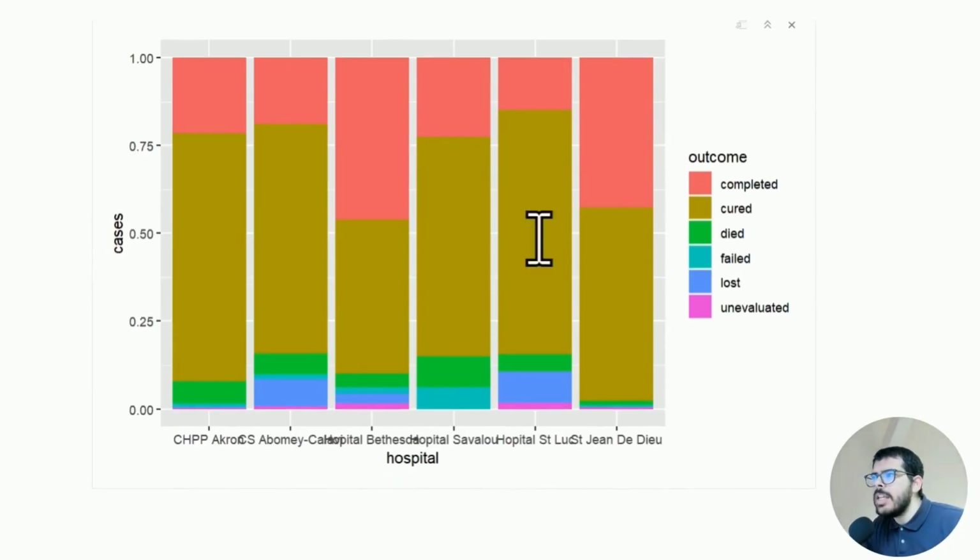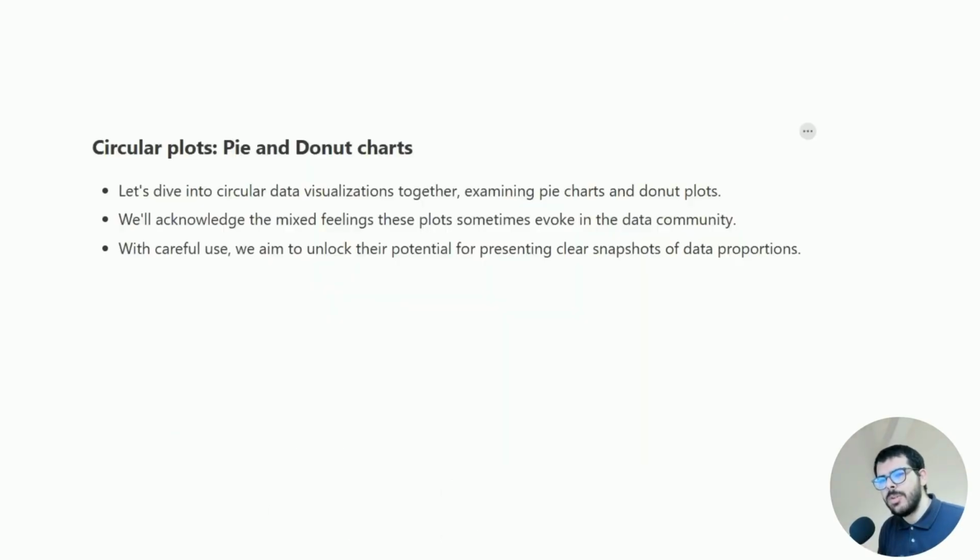And what we can see is the proportion for each of the outcomes per each hospital instead of the case count. This allows us to understand the composition of our data and how all the subgroups contribute to the entire story. Now, since we know how to do the percentage stacked bar plot, it's time to move to the circular plots, the pie and donut charts.